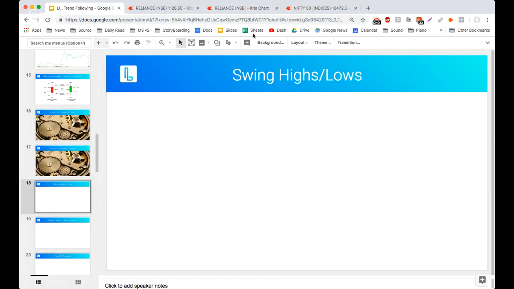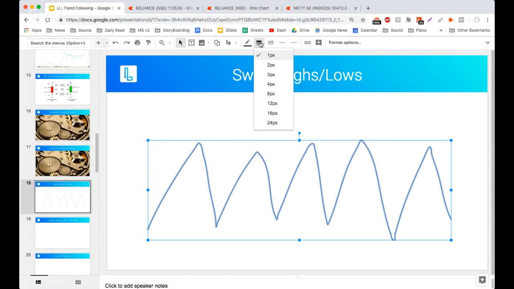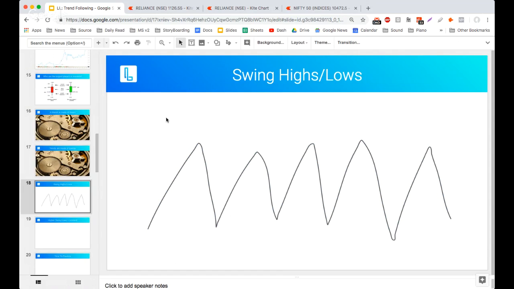Okay. Let's do a quick quiz here now. How many swing highs do you see on the screen? Give me your answer. Your time starts now. Don't mess this up. Concentrate. Count the number of peaks you see and tell me how many swing highs do you see on the screen.